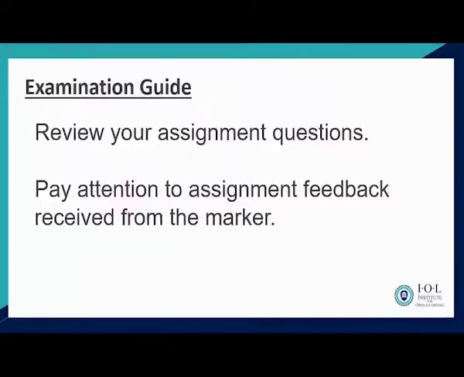What are some of the things that will help you? What are some of the things that will guide you in this forthcoming examination? Let us discuss some of them. Number one, review your assignment questions.